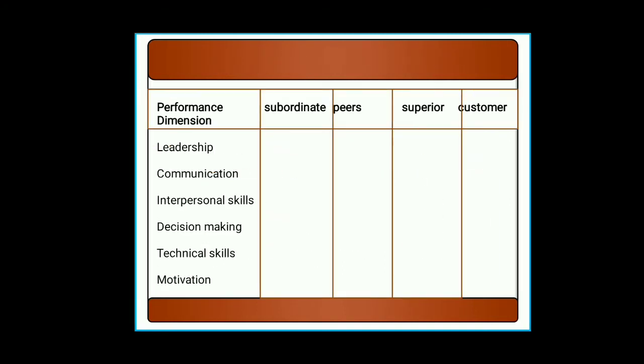Now next is the field review method. Under this method, performance dimensions are leadership, communication, interpersonal skill of the employee, decision making, technical skill and motivation, and rating is done according to subordinates, peers, superiors and customers.